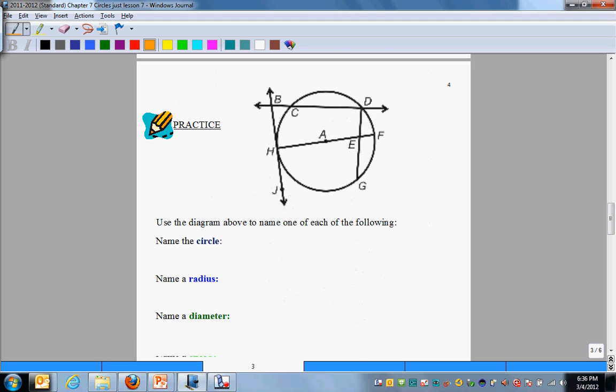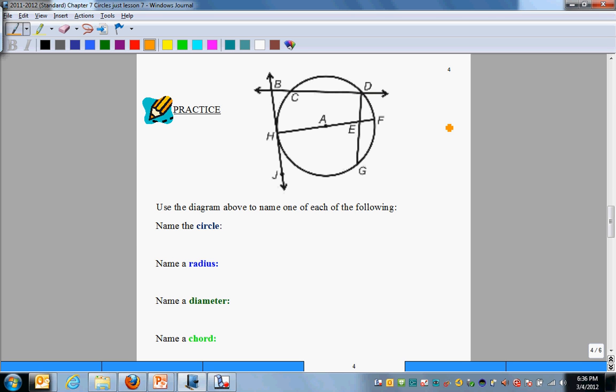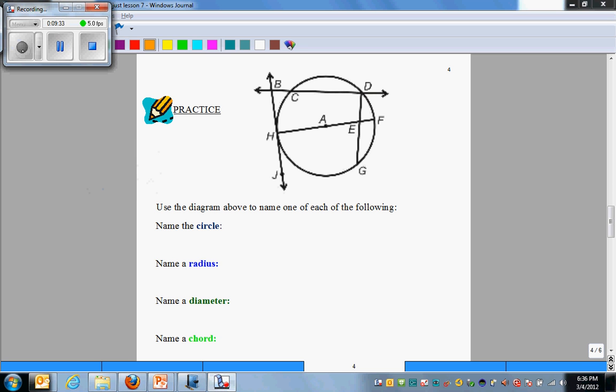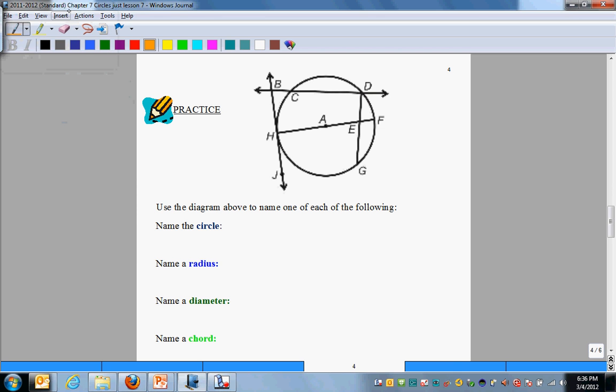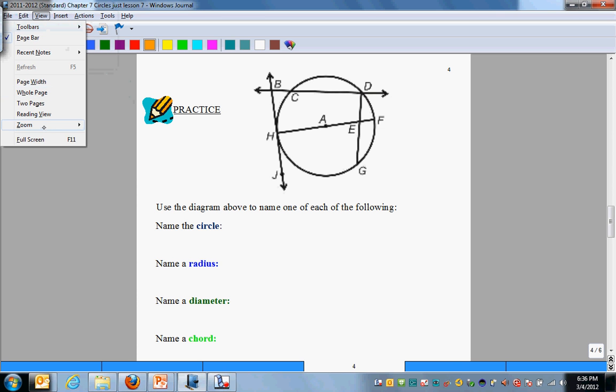Knowing that vocabulary, come over here to page 4. What I'd like you to do is go through and pause the video and attempt to name one of each of these with this diagram above. Pause the video, name it, and come back. All right, welcome back. Let's see how you did.